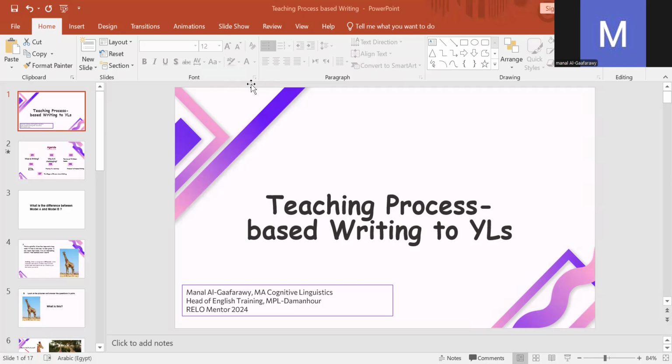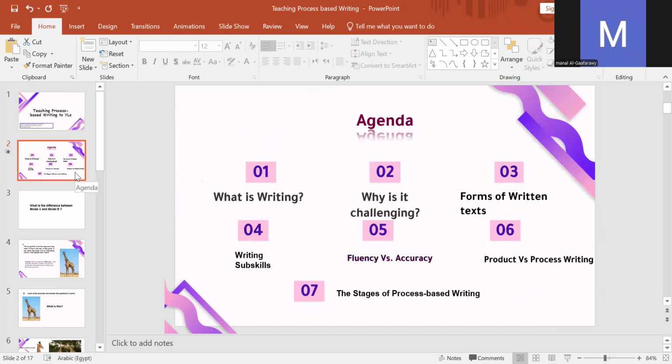as you know, writing is a very challenging task, and we all have problems when it comes to how to make it simple and interesting to students. So today we'll be covering a lot of points related to the process of teaching writing to young learners.